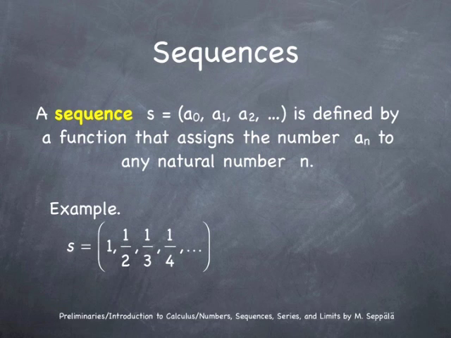For example, if we write 1, 1/2, 1/3, 1/4, and so on, this is a sequence whose general term is of the form 1 divided by n, but now n starts from 1 and then goes to 2, 3, and so forth. So this sequence S in this case is the sequence of numbers 1 over n, where n is a positive natural number.